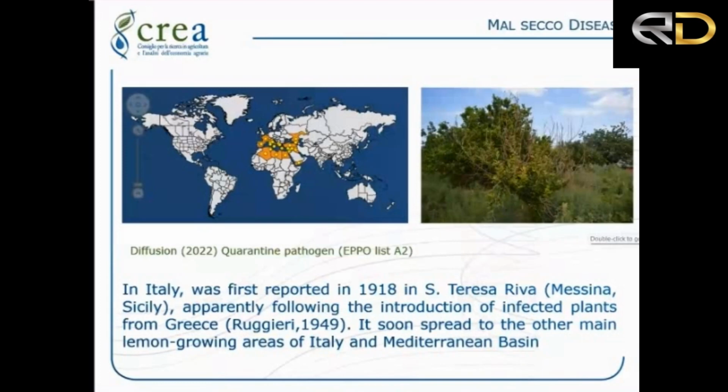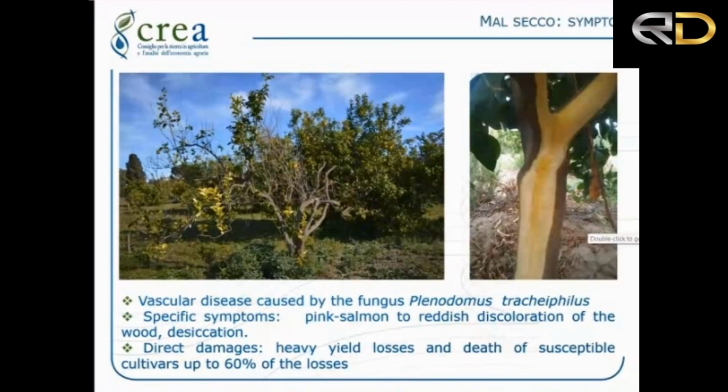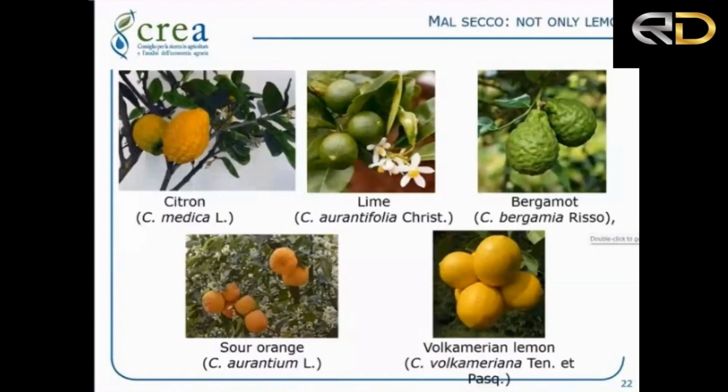It is a vascular disease caused by the fungus Plenodomus tracheiphilus. The main symptoms are the pink salmon to reddish discoloration of the wood and the desiccation of the branches with the fall of the leaves. The direct damages are yield losses and the death of susceptible cultivars, with up to 60% of losses. The disease affects not only lemons but also other citrus varieties like citron, lime, bergamot, sour orange, and Volkamer lemon.